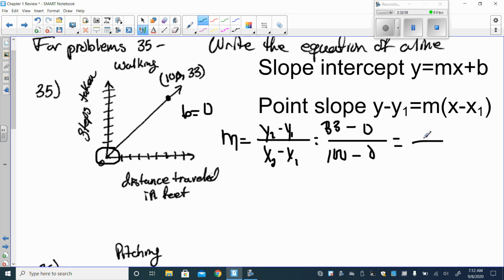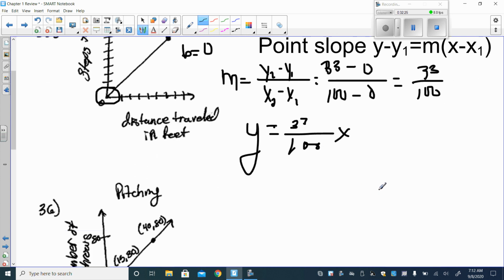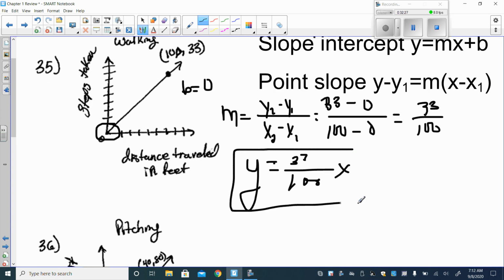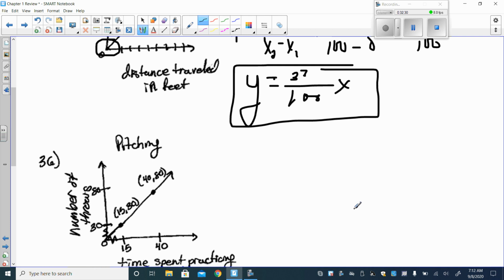So it works out our slope here is 33 over 100. So the equation for this here is y equals 33 over 100 x plus 0. But we don't have to include it because adding 0 doesn't change anything. So this here is our equation, and that's all we have to do for this here.